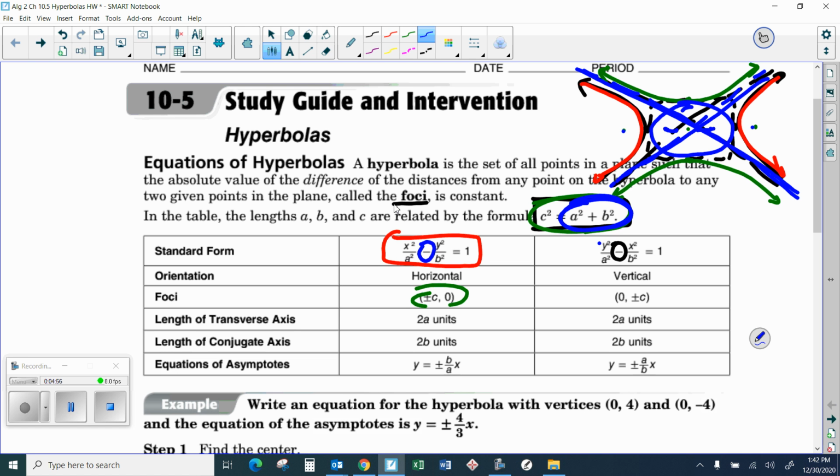Remember, it's changing y over changing x. So which value is underneath the y? The b is underneath the y. That's why you see the b there, over changing y over changing x. So b over a. Versus this one when it opens up and down, the a is underneath the y, so it's still changing y. What's underneath the y? The a, so the a is on top. What's underneath the x? The b. Changing y over changing x: a over b. That's your slope. Remember, y equals mx, slope.